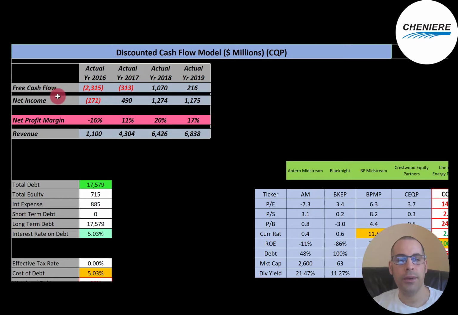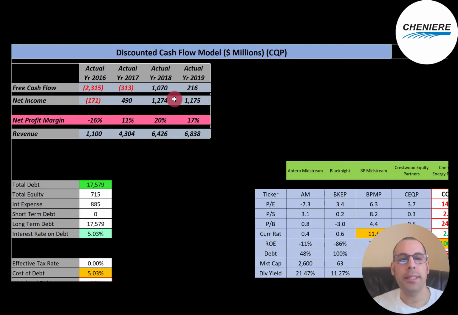Free cash flow is how you value a company. You estimate the future free cash flows and then discount that back to today's dollars. And free cash flow is cash flow from operations minus capital expenditures. CapEx is property, plant, and equipment. So when you buy a factory or you buy machinery, that's CapEx.